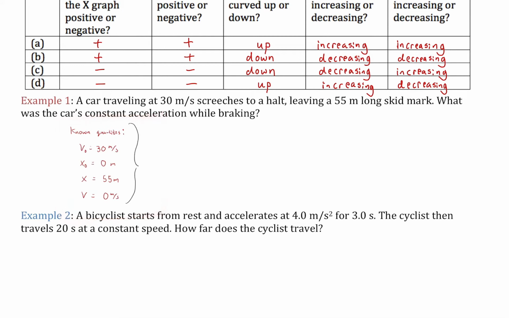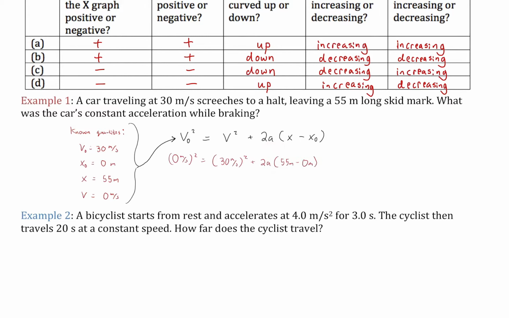Sometimes it's a good idea, especially when you're first getting practice with these problems, to write out everything that you know. That way you can find out your missing variables. So we know the initial velocity, we know the initial position, we know the final position, and we know the final velocity. Okay, so really we just don't know the acceleration. So we're going to use this equation here, kinematic equation number 3, as I called it, and we're just going to solve for a.